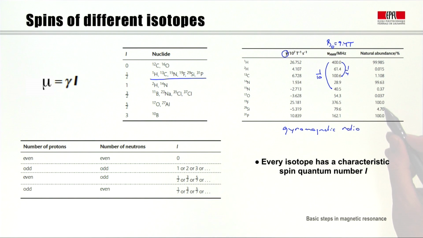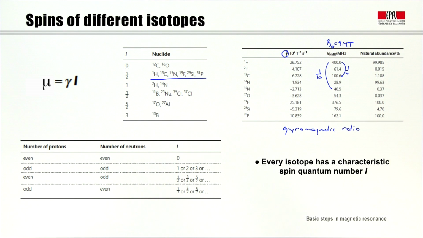Fluorine-19 is very popular because it has a very high abundance, 100%, and also because one can find fluorine-19 in many drug molecules, but not in natural living matter. Silicon-29 is popular for those studying silicates and aluminosilicates, and phosphorus is very popular in biochemistry because there are many important phosphates moving around in organisms. So you see, every isotope has a characteristic spin quantum number.